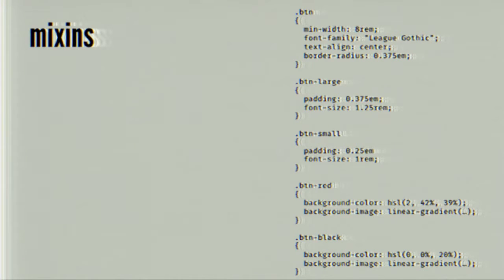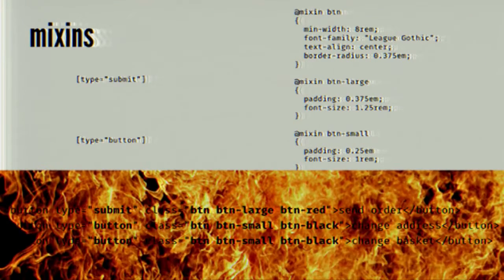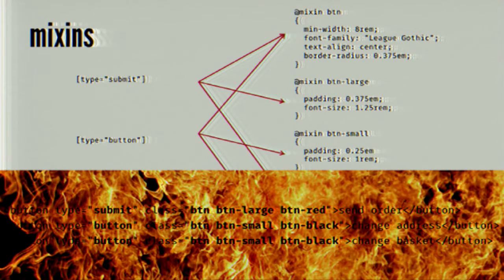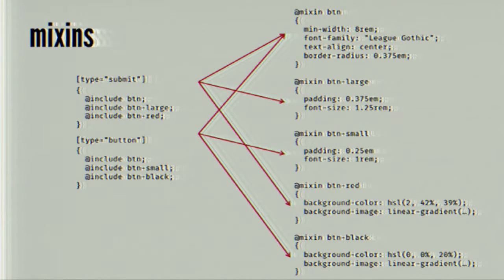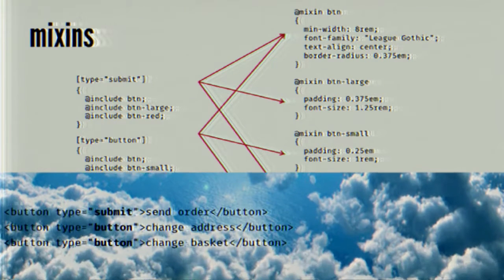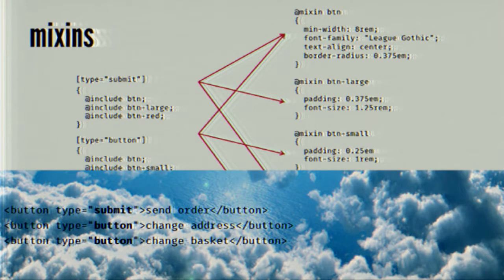But how can we do that? With mixins. You just change this to mixins, those reusable units. And then let's look at the heavenly markup again. Okay, the submit button should get button, button large, button red. The other buttons should get button, button small, button black. Okay, these ones. Thank you, markup. And then you just include the mixins. And you will have a clean markup with no classes anymore.